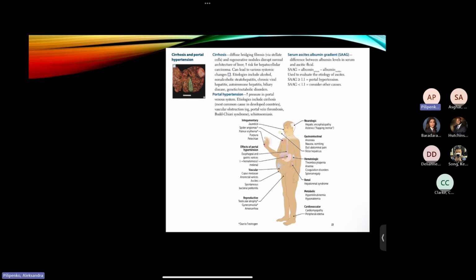Okay, so for cirrhosis and portal hypertension, again, you will probably, okay, there is some overlap with hematology as well, such as Budd-Chiari syndrome. Yeah, just know that cirrhosis is basically a process that is characterized by this fibrous tissue. And I think I have another slide for that.